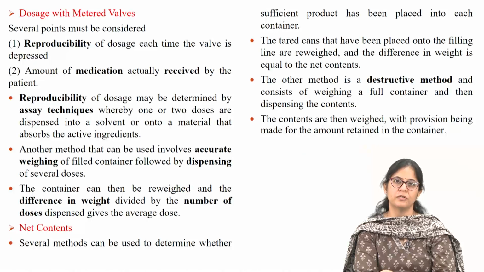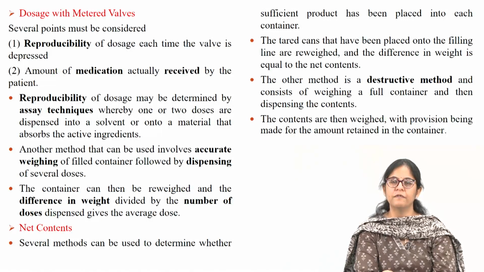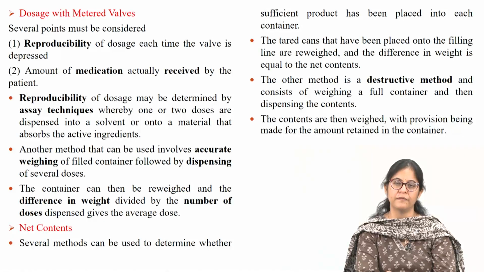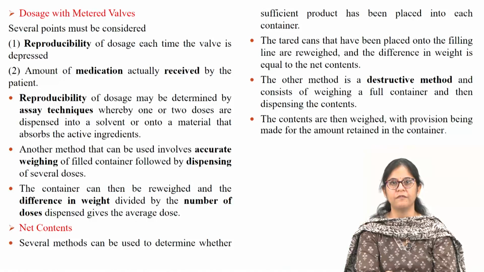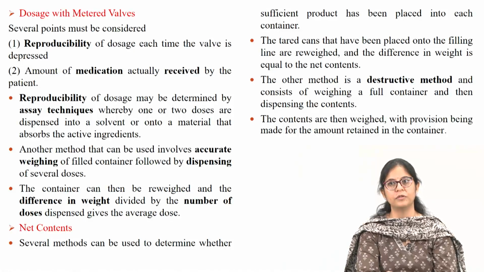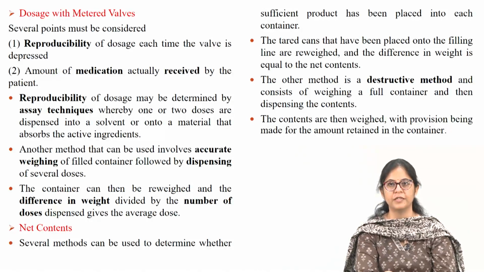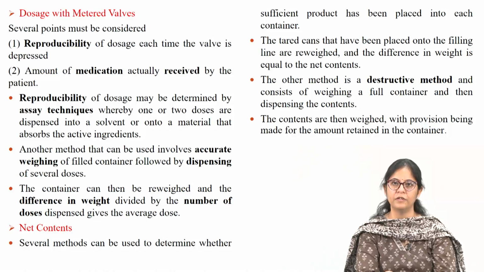The dosage delivered with metered valves can also be measured and should be measured. So, several points must be considered. First is the reproducibility of dosage each time the valve is depressed, and the amount of medication actually received by the patient. The reproducibility of dosage may be determined by assay techniques, whereby 1 or 2 doses are dispensed into a solvent or onto a material that absorbs the active ingredients. Another method that can be used involves accurate weighing of the filled container followed by dispensing of several doses.